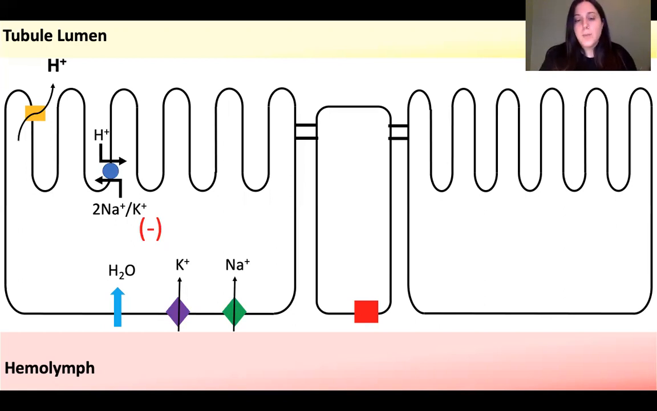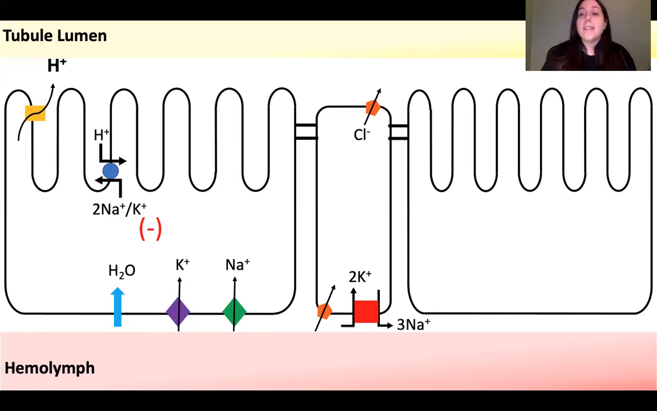Then moving on to the stellate cell, there are a few important transporters located here. Not as many as the principal because it is much smaller. However, there is a basolaterally located NKA, which moves 2 potassiums into the cell in exchange for 3 sodiums out of the cell. And then we have a chloride shunt, which moves chloride from the hemolymph into the tubule lumen. So it moves it from one side of the cell to the other.